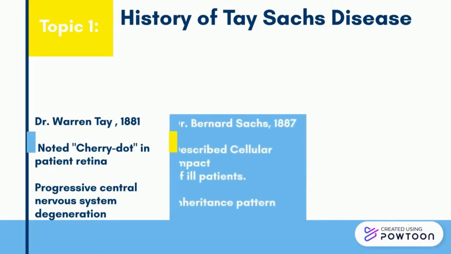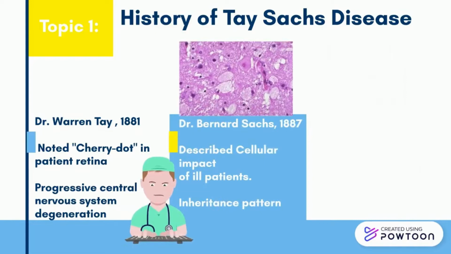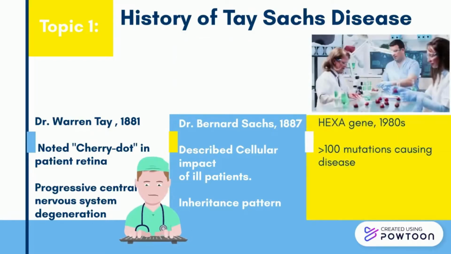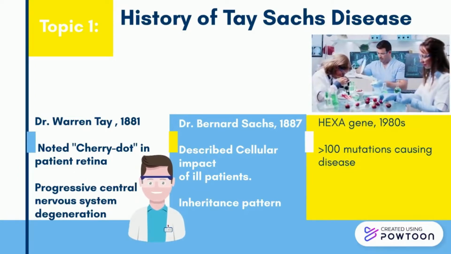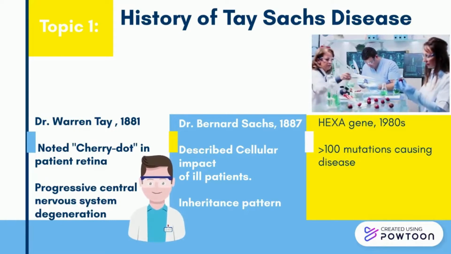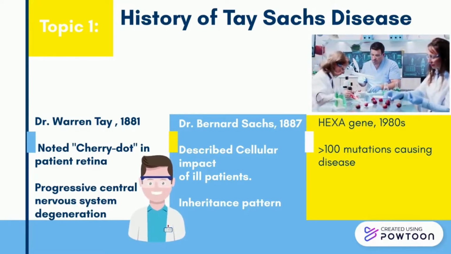A few years later, Doctor Bernard Sachs described the cellular negative impact caused by the disease in the patients who suffered. As well, he noted the pattern of inheritance in families and recognized the high prevalence in cases from Jewish descendants. It wasn't until the 1980s that the gene responsible for the disease, the HEXA gene, was identified, and up to 100 mutations have been reported to cause the disease.